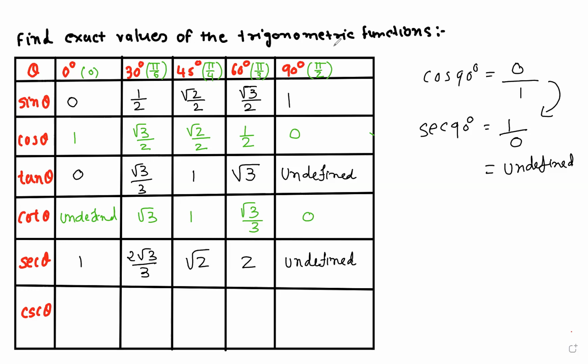And now same process. If you want to find the value of cosecant theta, you can use the same concept as the reciprocal, 1 over sine theta, and do the process. Or you can just start writing backwards from the secant row. So you get undefined here, 2 here, radical 2 here, 2 radical 3 over 3 here, and 1 here. Hope this will help you.